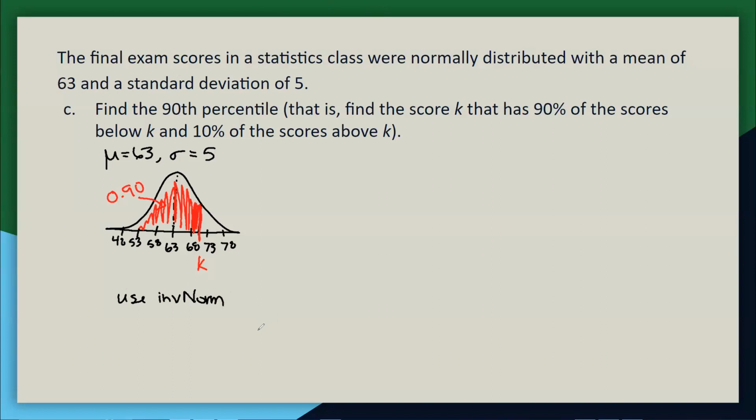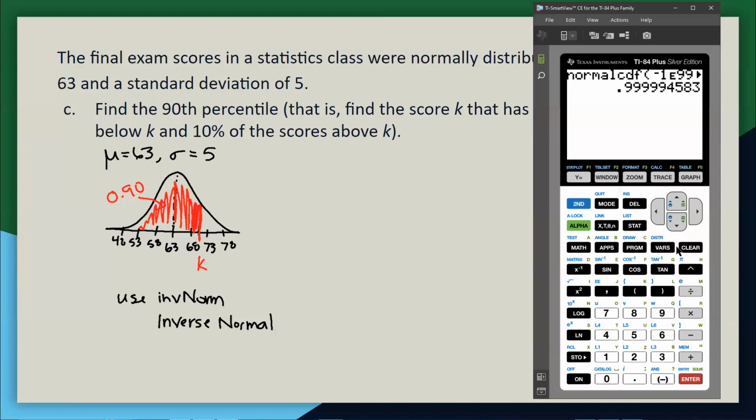So if you're on a TI, it's going to be called inverse norm. If you're on GeoGebra, I think it's called inverse normal. They spell it out. And we'll take a look at both. So let's pull up our handy dandy TI, clear this, and we're going to go to that same menu, second vars. And you'll notice right under normal CDF is inverse norm. And it asks for three things: the area to the left, and then the mean and standard deviation.